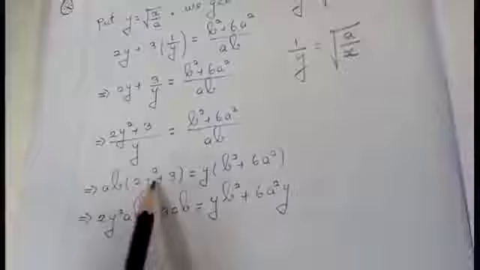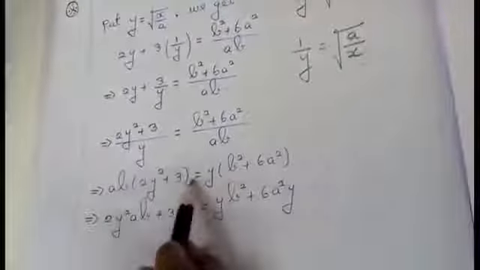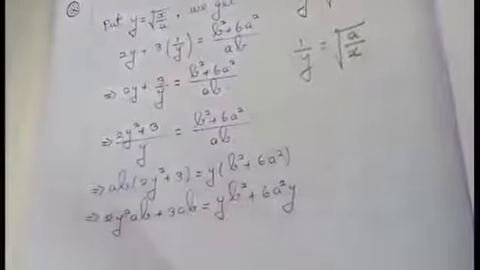ab into 2y square plus 3 is equal to y into b square plus 6a square. Just multiply the values inside. After multiplying, after doing the simplification, students, you have to bring it into the form of a quadratic equation.